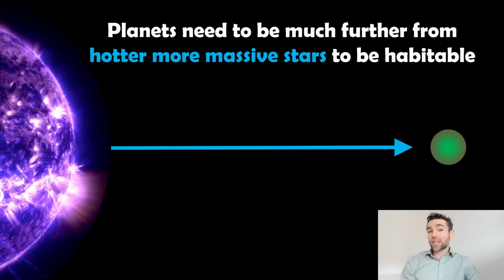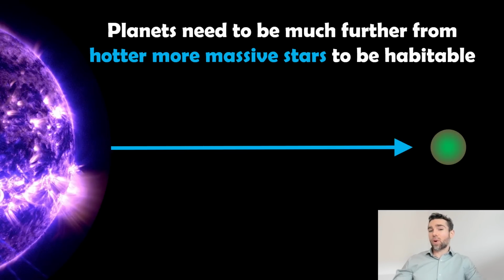Now, a more massive star gives off a lot more energy. They are a lot more luminous. They are obviously more massive, as in physically have more mass. So the planets orbiting these stars need to be much further away. There's a lot more energy being given off by the star, so it has to be further away.